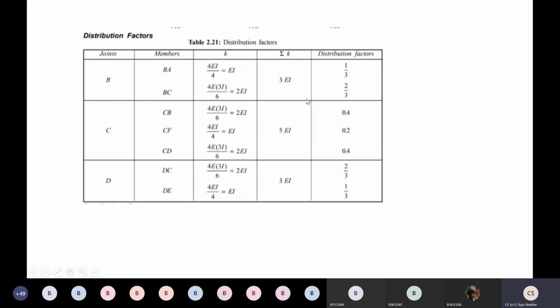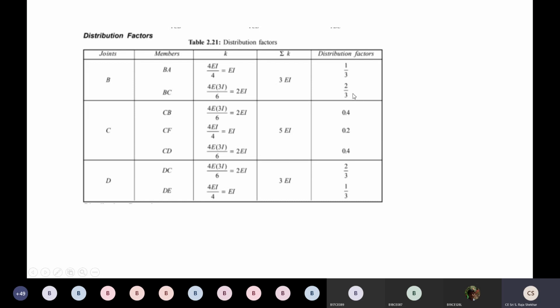Distribution factor for the BC member is equal to KBC by sigma K. KBC is equal to 2EI, sigma K is equal to 3EI. So we are getting distribution factor for the member BC 2 by 3.